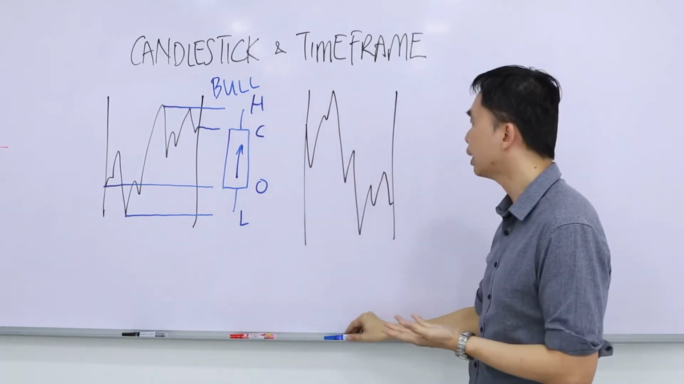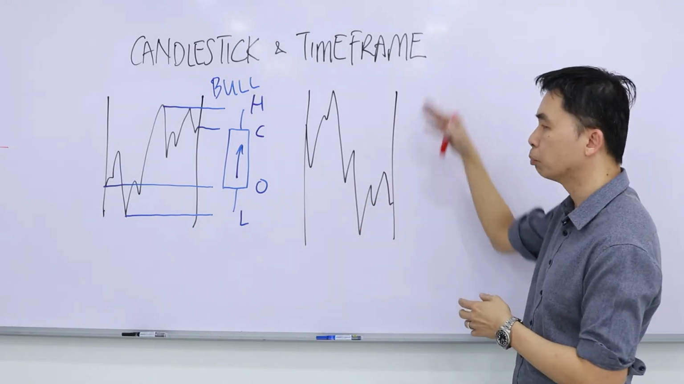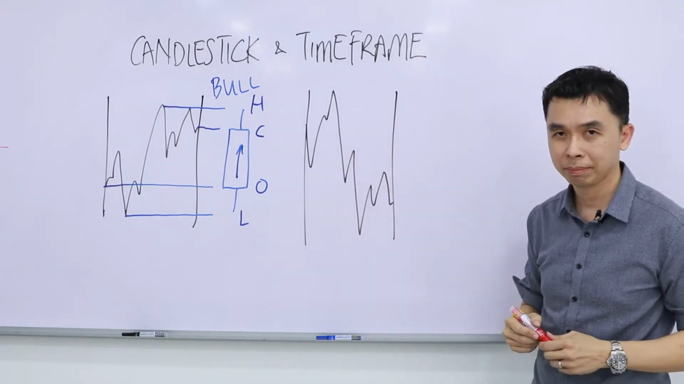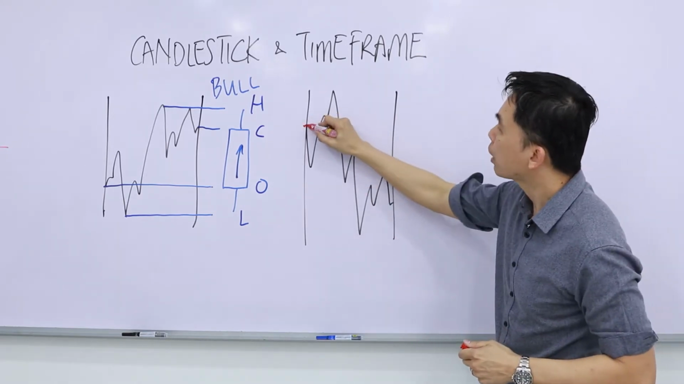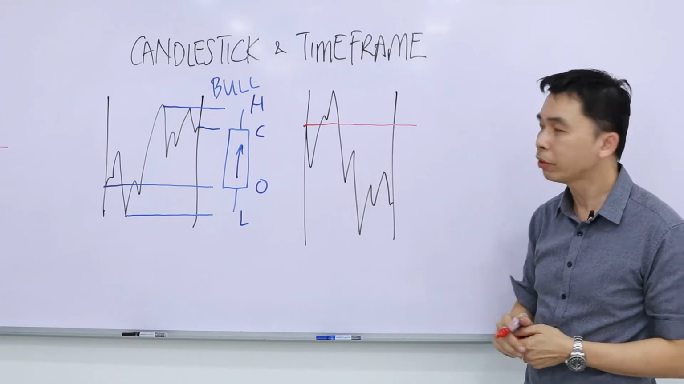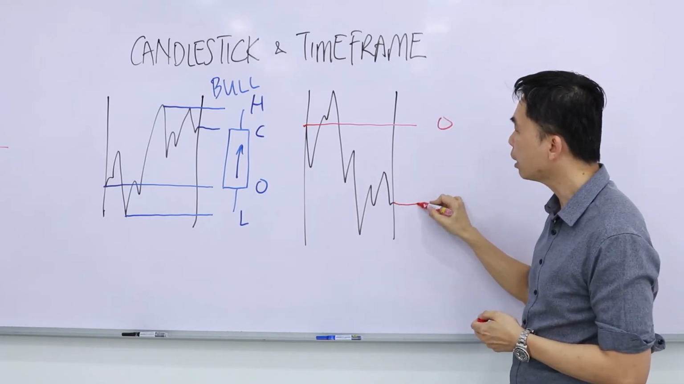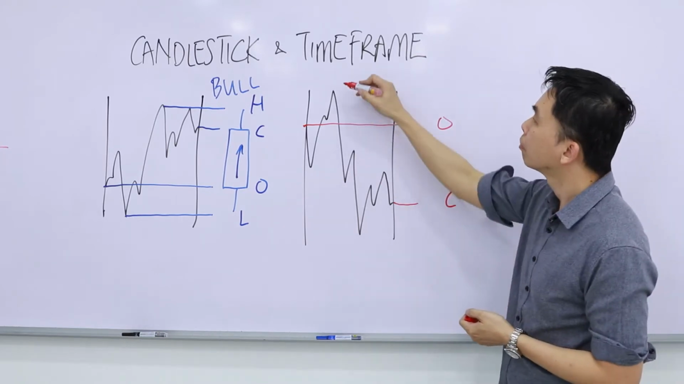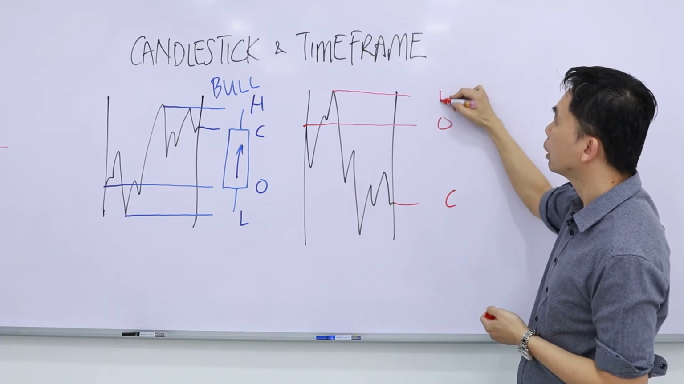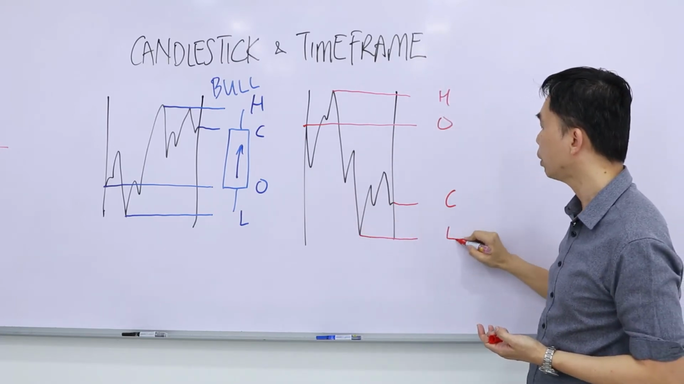Let us look at another example over here. Similarly, prices has moved within a time period. And there are four prices as well. The price at the start of the period, which is the open price. The price at the end of the period, which is what we call the closing price. The highest price during the period, which is the high. The lowest price within the period, which is the low.